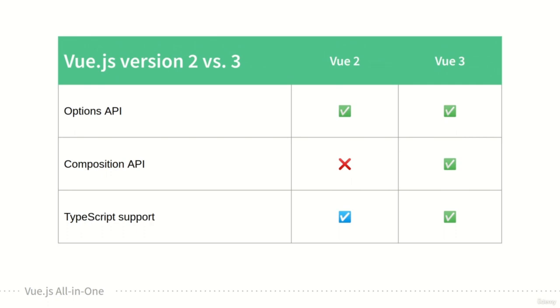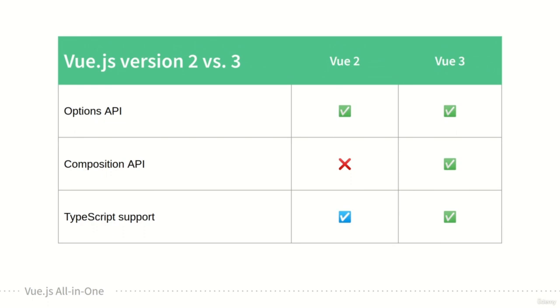Vue 3, on the other hand, was rewritten from the ground up, and it implements a new composition API. And that is besides the already existing Options API. Now, this composition API doesn't exist in Vue 2. And in case you are familiar with React hooks, it is somewhat similar to that.